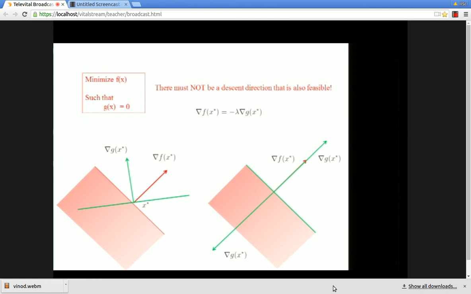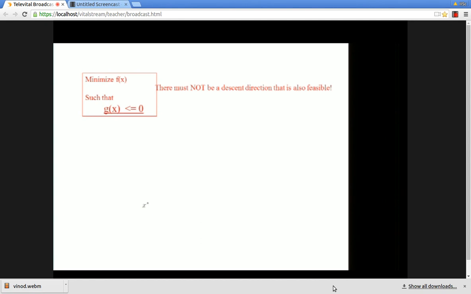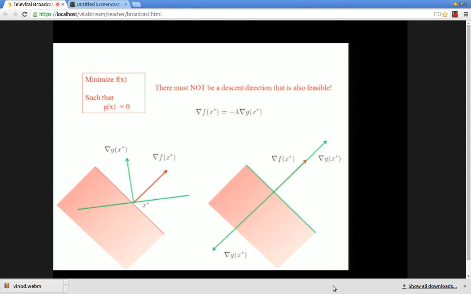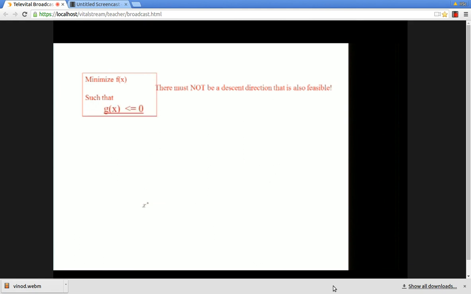But that's fine, right? Now this lambda has a special name in optimization. It's called the Lagrange multiplier. This insight was invented by a famous mathematician called Lagrange, so it's named after him. So this is for constraint optimization, where we saw g of x equals 0. Now we'll quickly see the case where your g of x is less than or equal to 0, and I'll finish with that.